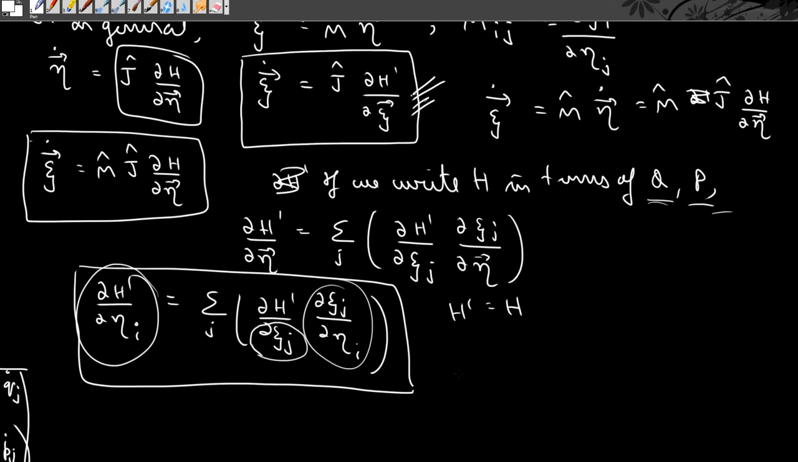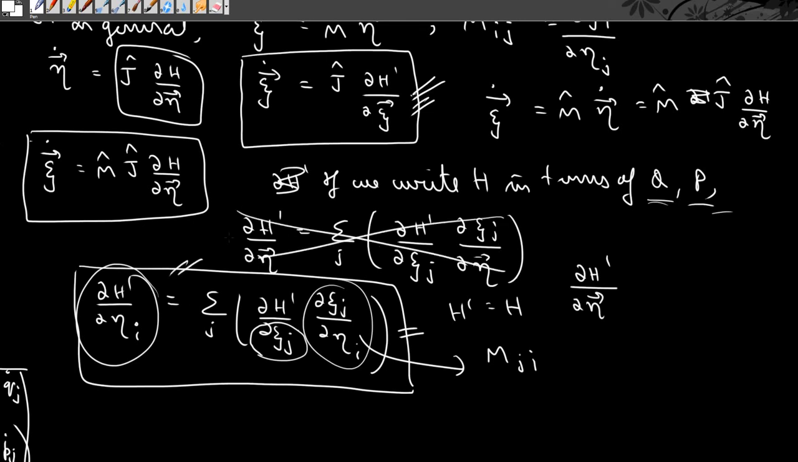So if you notice, this particular element is nothing but m_ji. Okay, and if you consider an example and see, you will see that these sets of equation can be written as ∂H'/∂η. So here don't consider this, consider this equation. So this ∂H'/∂η must be equal to the transpose of our Jacobian matrix times ∂H'/∂ψ.